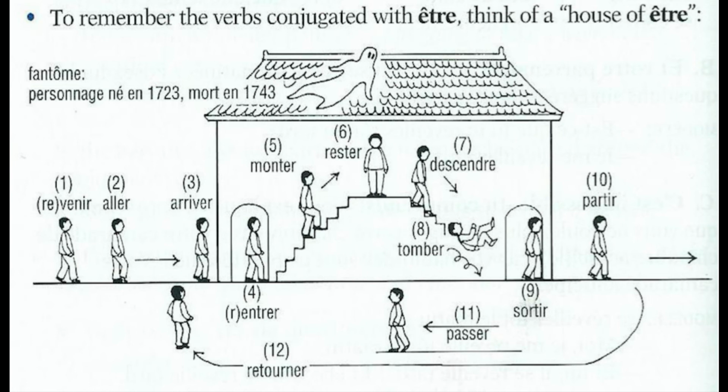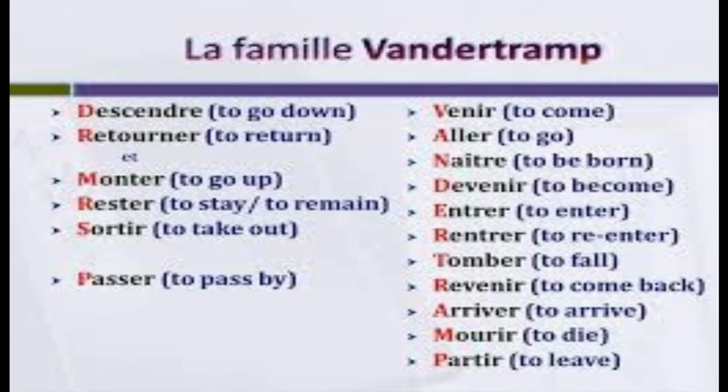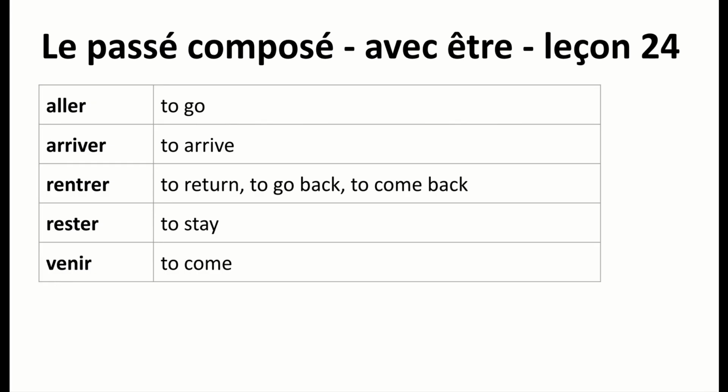There's more grammatical detail as to why they take être, but this is a good way to get started, to dip your toes in. So speaking of dipping our toes in, we are only going to focus on 5 verbes qui prennent être dans le passé composé. Okay, we're just going to stick with five of those 17. So we've got aller, arriver, rentrer, rester, et venir.